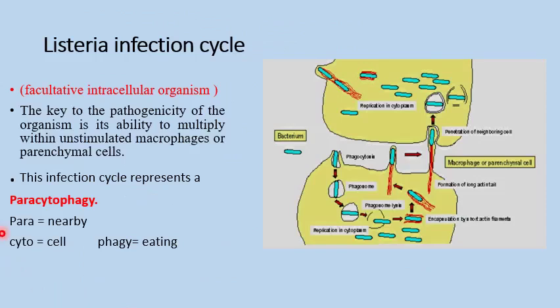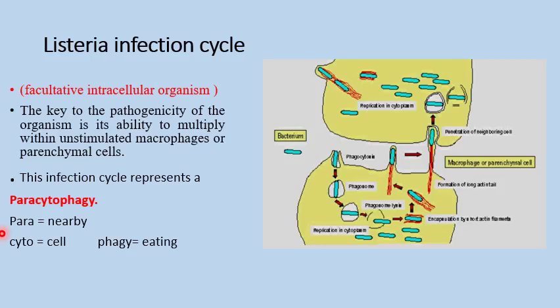Let's see the Listeria infection cycle. The first thing we want to know is that in this organism it is a facultative intracellular organism. What does this mean? It means that it can live inside the cell, of course, and also it can live outside the cell. So it is not an obligate intracellular parasite.